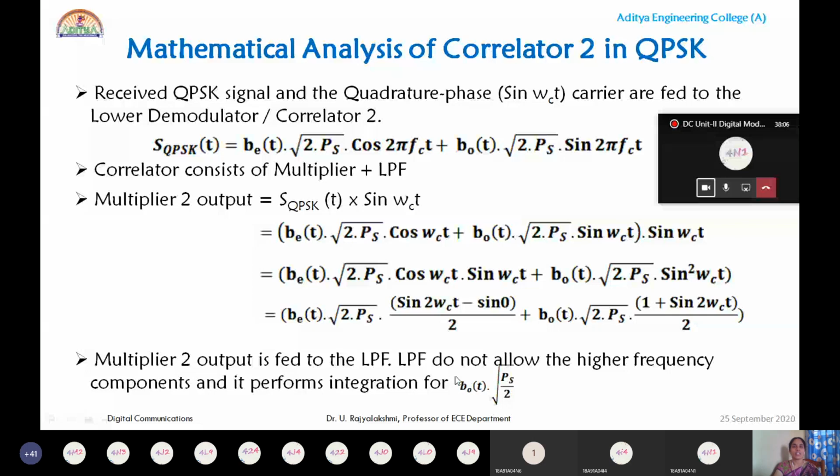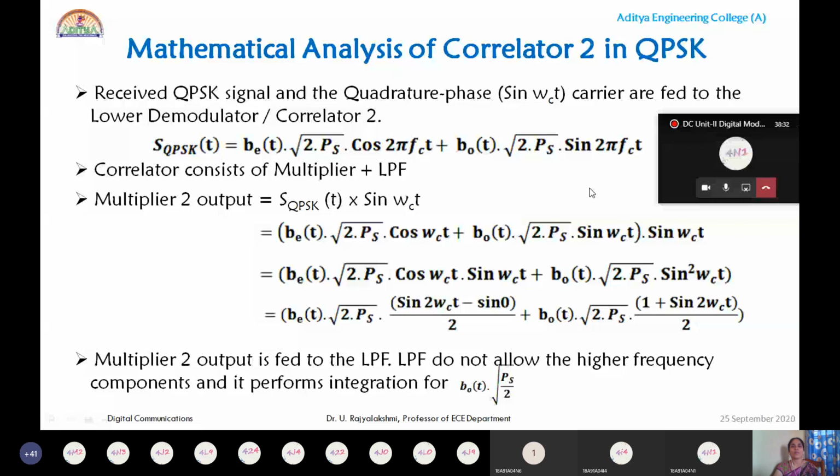Now it performs integration. If you take the integration for the whole signal, the integration of sin will lead to 0 here. So let us calculate the integration only for this term. What is the term? B naught of t into root PS by 2 dt.